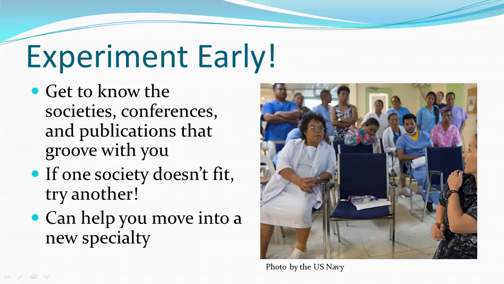And the reason why I say just 1 year and just start out is because I'm an epidemiologist, so I study a lot of different diseases and I go to a lot of different conferences, and I wish that I had had this advice because I didn't realize that they're all different and some of them fit and some of them don't. So you want to get to know the society's conferences and publications that groove with you. If one society doesn't fit, try another. And if you are, for example, in one sort of field, like I'm in research right now, what if I wanted to move into nursing? Well, I could maybe join the ANA or try to join one of these nursing societies and move into a new specialty. So it's worth it to get going early in your career in looking at these professional societies and how you can participate and what role they can play for you.